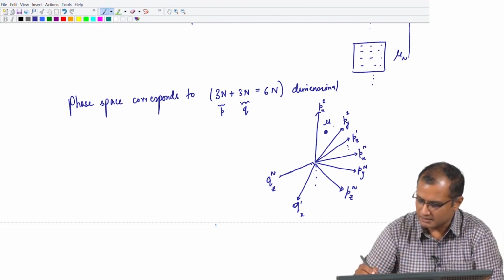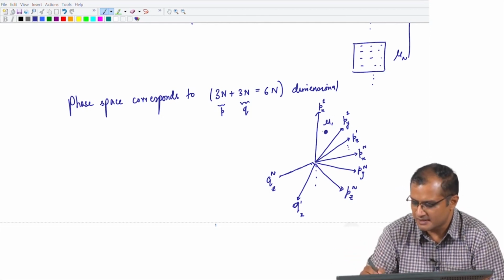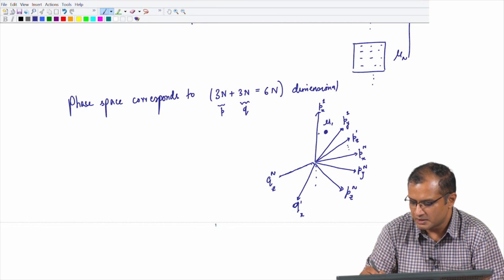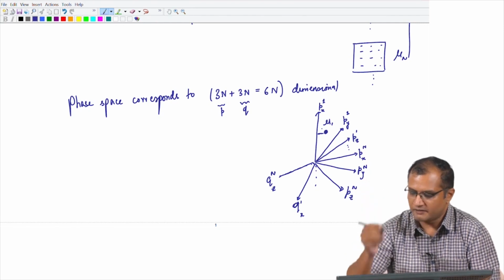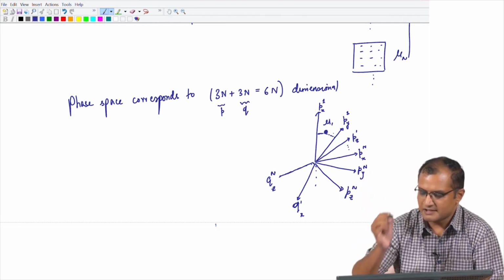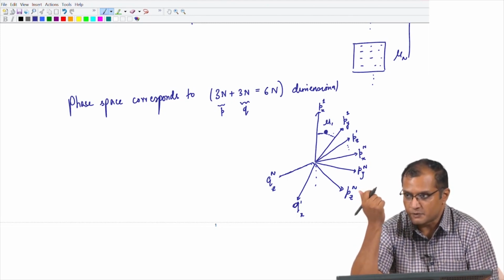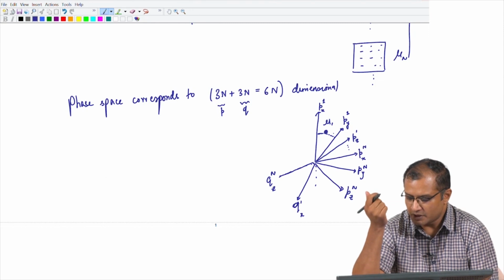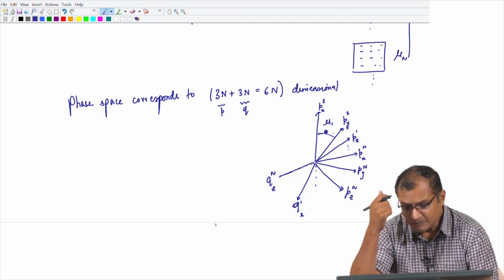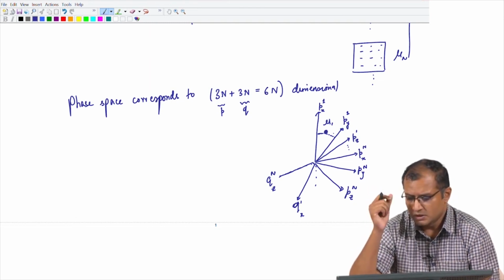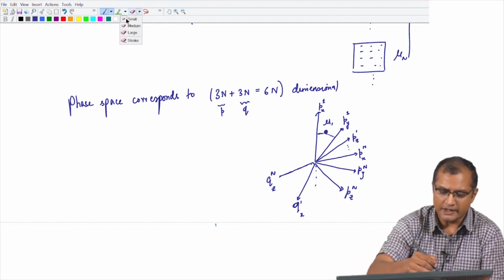Well, this only means that if I project this microstate on any of the axes, let us say if I project it on the axis px1, then I will get the x component of momentum of the first particle. If I project it on the axis py, then I will get the y component of momentum of the first particle, and if I project it on qz, I will get the z component of the position of the Nth particle in the system. So, in the 6N dimensional phase space, the system is actually just a single point.